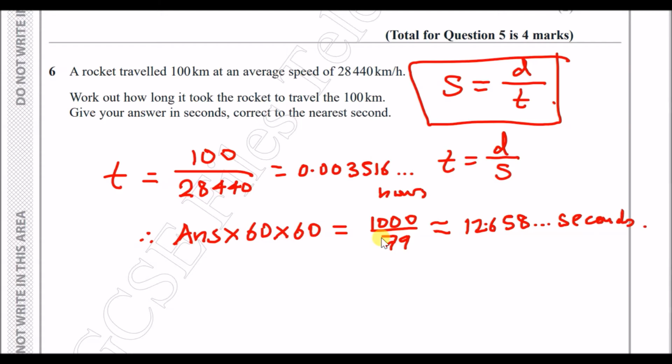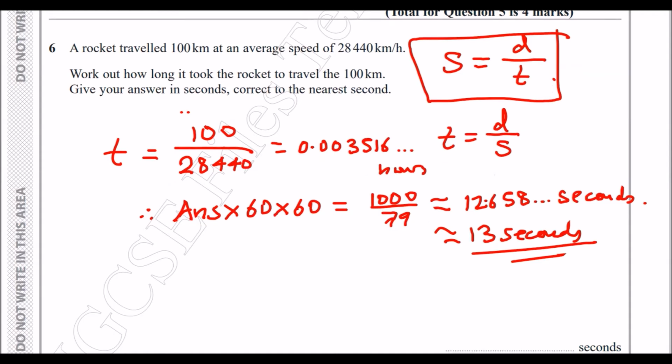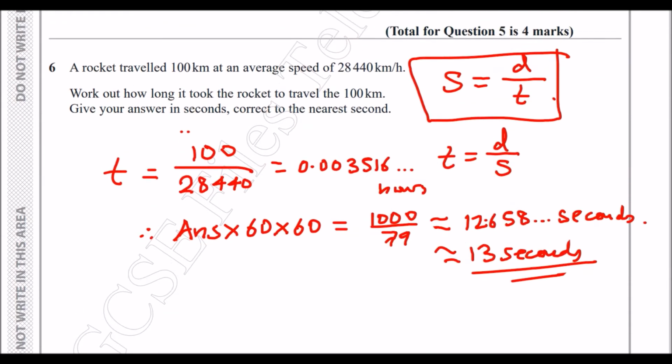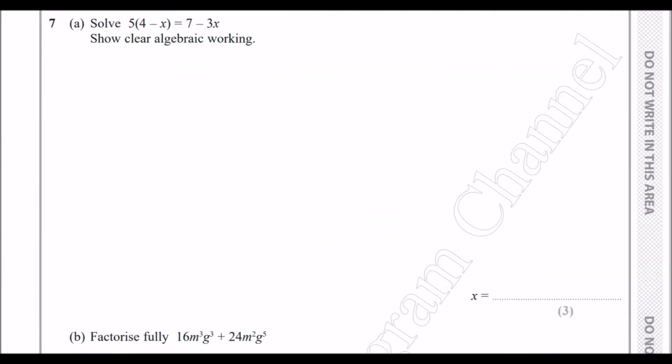Now just to be clear, they want us to round our answer to the nearest second, so that means you want whole numbers. So you can look at 12.6, the 6 is big, so you can round up to 13 seconds. And yeah, guys, that's really it. So that's quite fast. It takes 13 seconds basically for a rocket to travel 100 kilometers. That is really quick. But yeah, cool. Now, number 7.